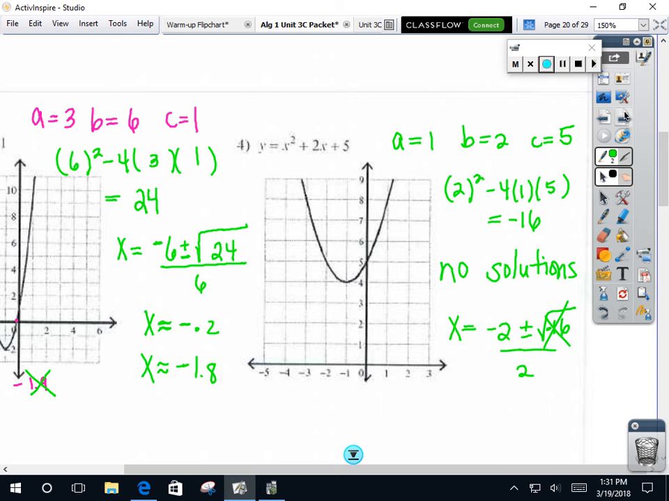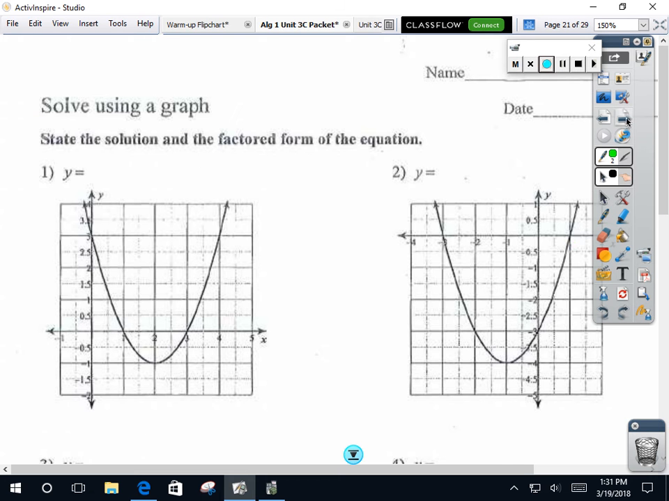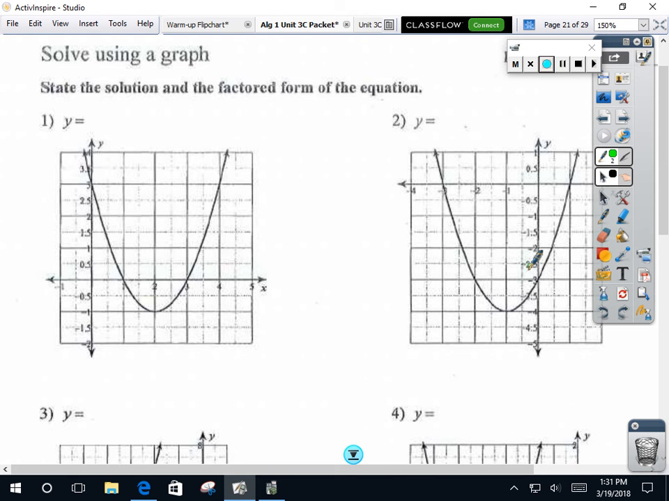Now go to the next page. Number 1, state the solution and the factored form of the equation. For this parabola, how many solutions are there? Correct, because there's two x-intercepts. What are those two solutions? 1 and 3 are the x-intercepts. So we've done half the problem.